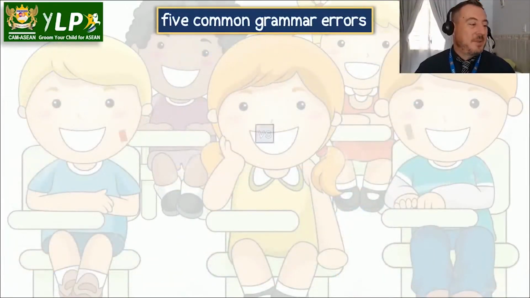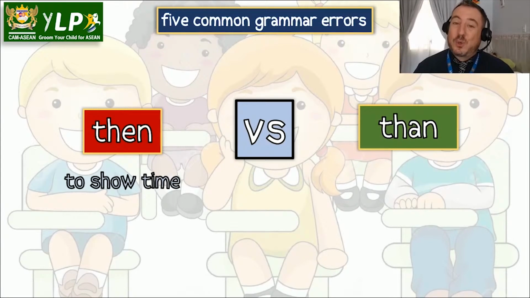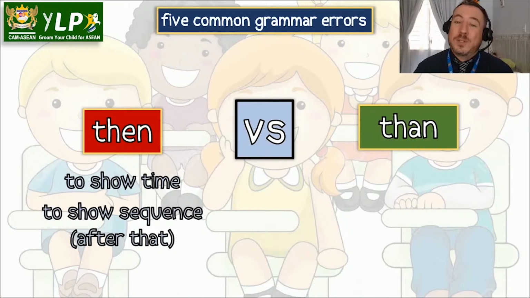Okay, let's move on then. We've got the next ones then. So we've got then versus than, another common mistake. The red then, we use that to show or to talk about time, or we also use it to talk about a sequence. A sequence means things that happen one after another. Something happens first, then something happens after, then something happens after that. Then.